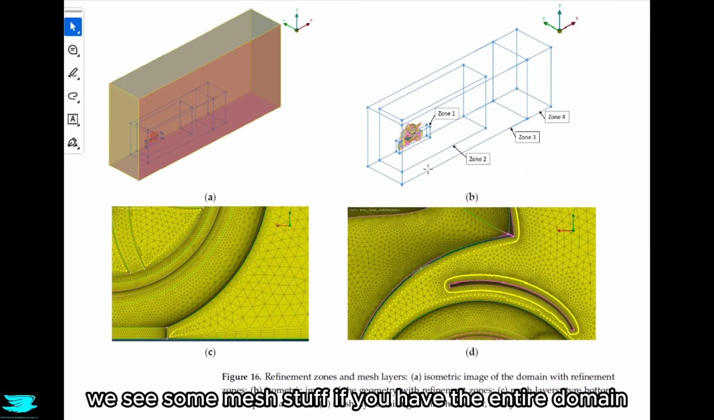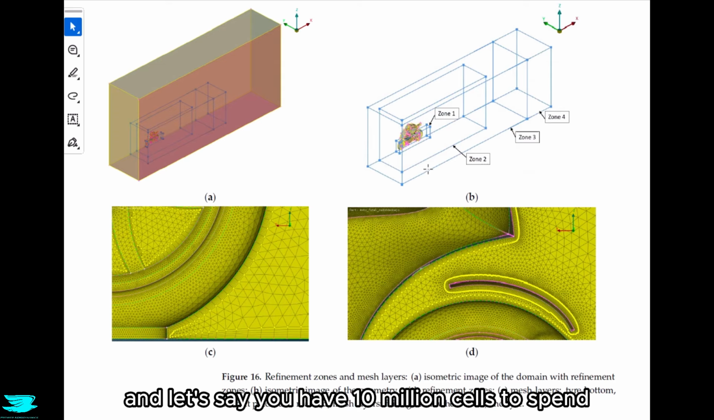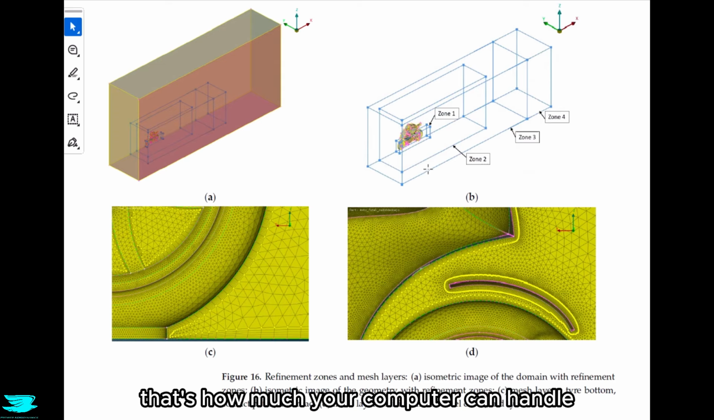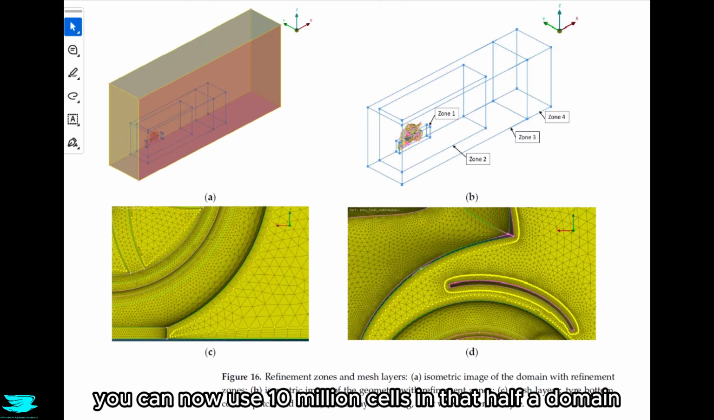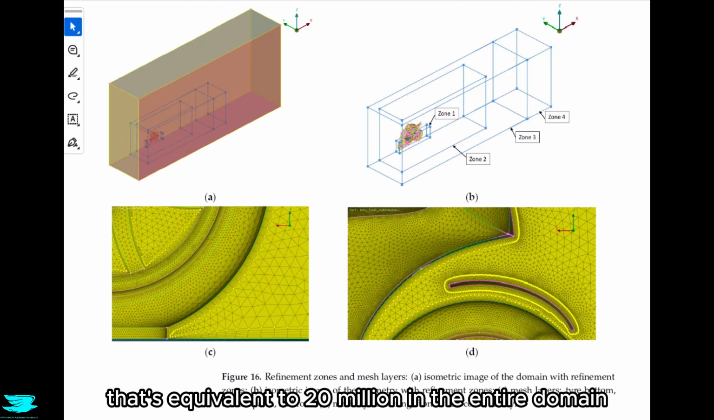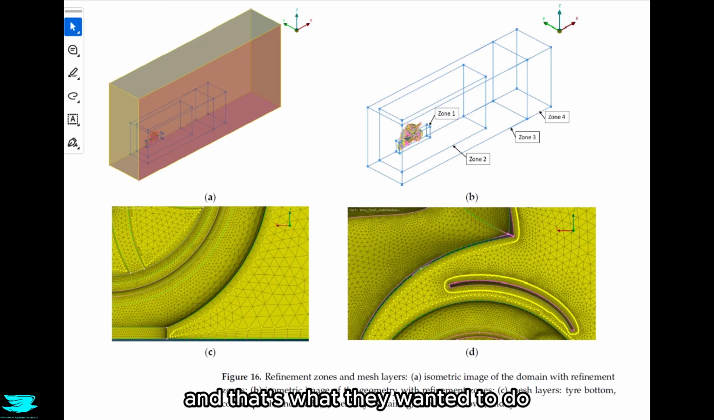If you have the entire domain, and let's say you have 10 million cells to spend, that's how much your computer can handle, then you have 10 million cells in that entire domain. If you cut the domain in half, you can now use 10 million cells in that half a domain, so it's equivalent to 20 million in the entire domain. And that's what they wanted to do. They wanted to make the motorbike finer in terms of the refinement.